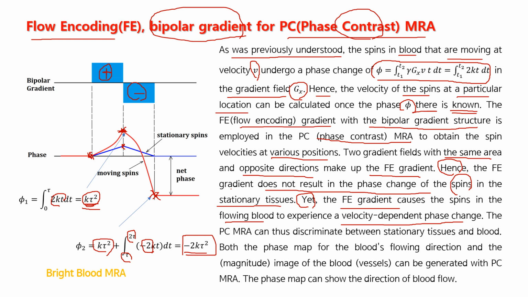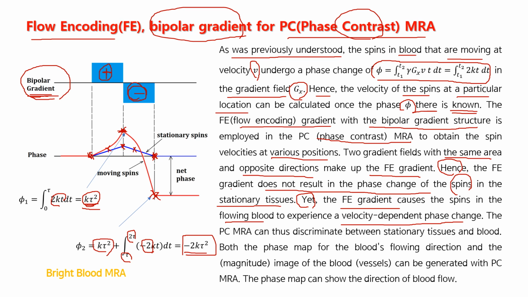However, for the spins in the stationary tissues, the phase change due to this minus gradient is also linear. So at this moment, the phase will become 0 because the areas of these gradients are the same. The plus effect and the minus effect cancel. So we have 0 phase here. This means that the spins in the stationary tissues are not affected by this bipolar gradient, so no phase change due to this bipolar gradient.